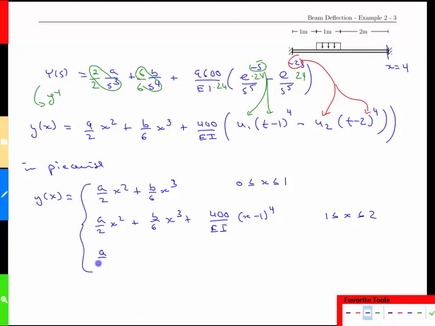On the last interval, we have the accumulation again of all the previous terms, which are still on, including the one that turned on at x equals 1. And then, last but not least, we'll have our subtraction of 400 over EI (x minus 2) to the power 4. Now, quick correction, the independent variable here is x, not t. That applies on the interval x equals 2 to x equals 4, so this last domain here. The only remaining ingredient is to solve for a and b, and we'll complete that on the next page.